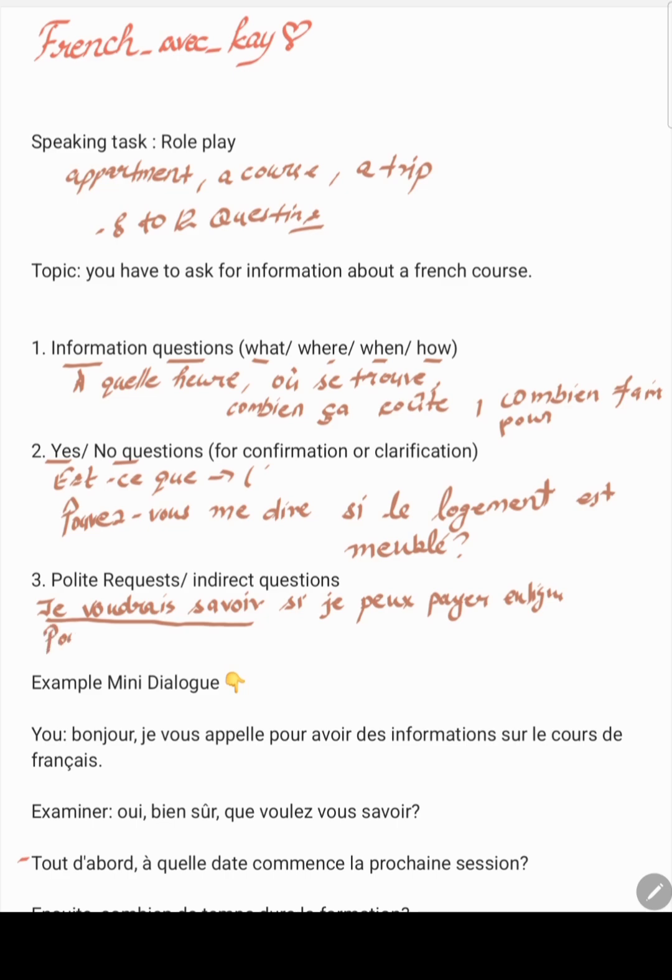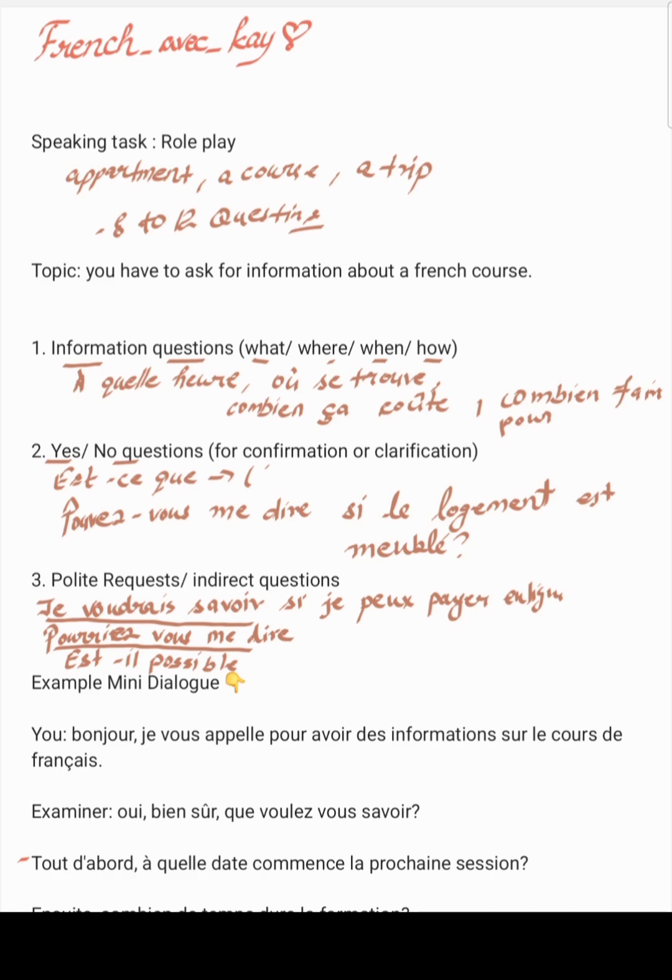And then another expression you have is pourriez-vous me dire? Like pourriez-vous me dire quelles sont les conditions du logement? You can use this expression to sound more polite. And then you can say, est-il possible? Est-il possible de changer la date du rendez-vous? Is it possible to change the date of the meeting? So, using je voudrais savoir or pourriez-vous me dire is a great way to impress the examiner, I would say.